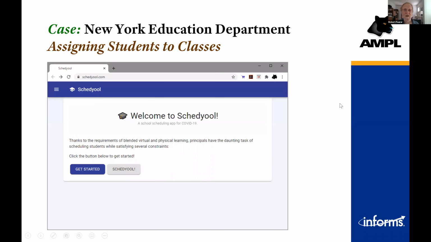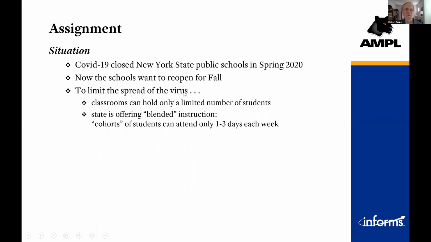So then my last case, assigning students to classes, this would seem to be a rather sort of boring example. If it were not the situation that we're in today, the situation being that the New York State schools were closed by COVID-19 in the spring, and now they want to reopen for the fall. And to limit the virus spread, they want the classrooms to hold only a limited number of students, and they're offering something called blended instruction to parents, which said that your child will only come into the school 1 or 2 or 3 days a week.